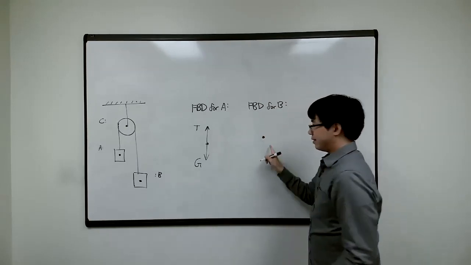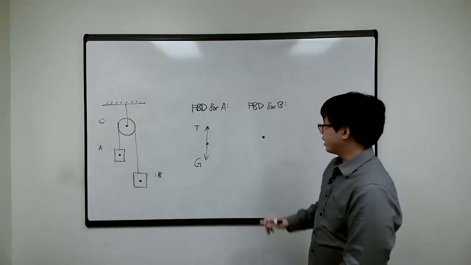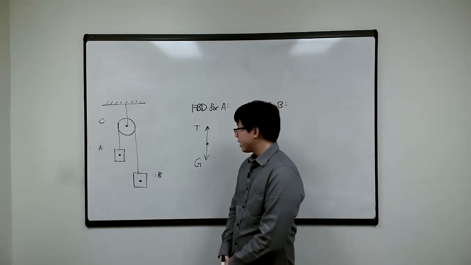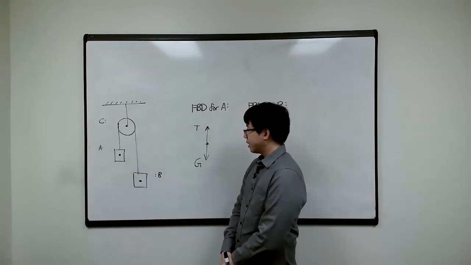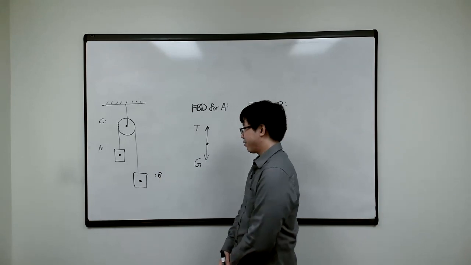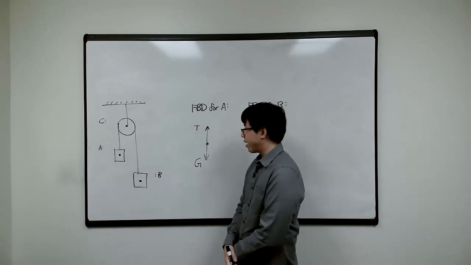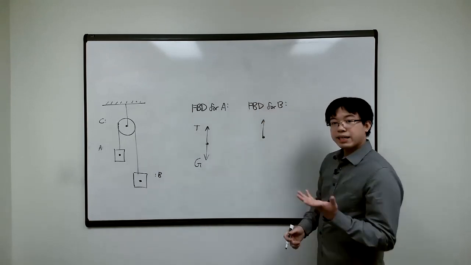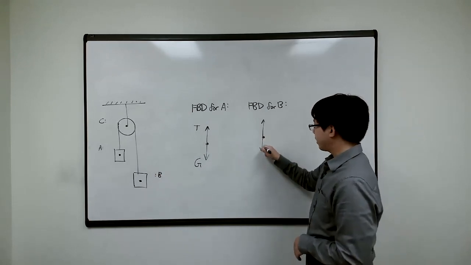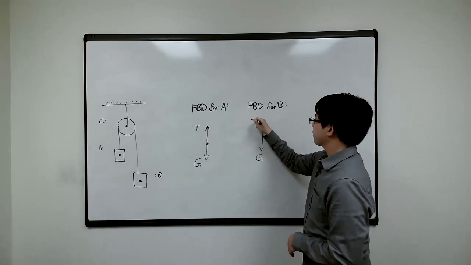Again, that's representing B. What's touching it? Well, the string, which gives the tension. It's pulling it up. What else? Nothing else is touching it. There's air, but again, we don't worry about air resistance. And then there is what's not touching it, yet gives it a force: gravity. So you have G over here.